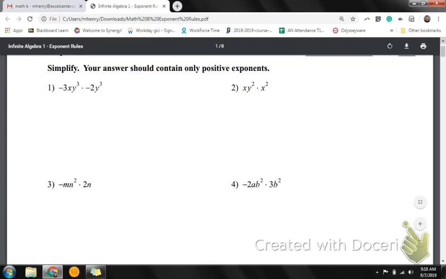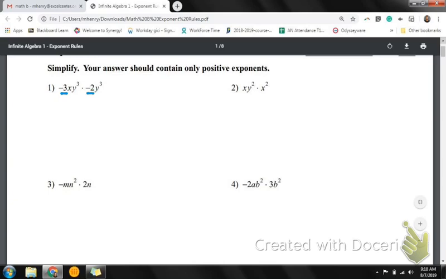So the first rule we're going to talk about is the product rule. So if you look at your packet, product rule, what do we do with our exponents in the product rule? Add them. We're adding them, right? So we multiply the coefficients. What's your coefficient? The big number in front next to the variable. So number one, when it says to multiply, we're going to multiply our coefficients first.